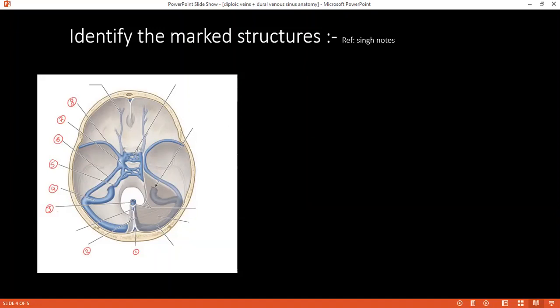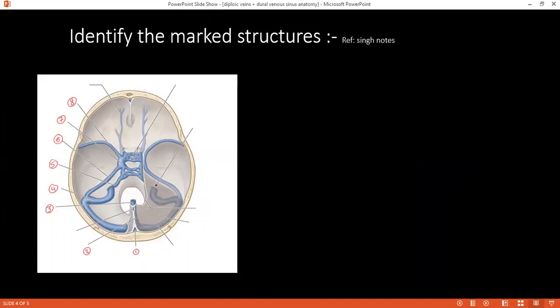Okay. Can you please tell me where the straight sinus drains into? If you can tell me both. Yes, ma'am. Straight sinus is formed by inferior sagittal sinus and great vein of Galen, which drain into the confluence of sinuses. Very good. And if you can tell me the location as well. It is located just on the tentorium cerebelli. Okay, good.